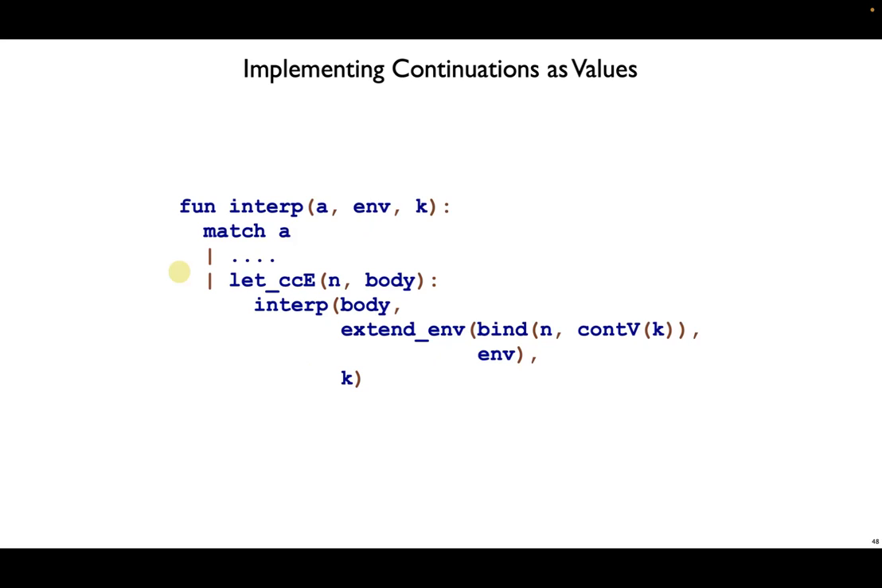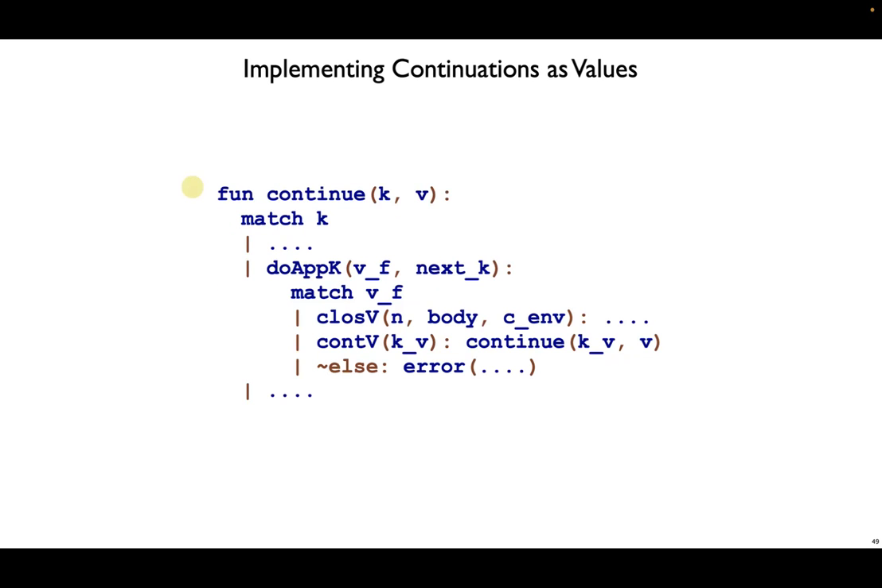So here's the case for let CC. We have a symbol n and a body expression. And the next step is to interpret the body in an extended environment where we bind n to the current continuation, k, and then carry on interpreting. The way to use a continuation is by applying it, just like a function.